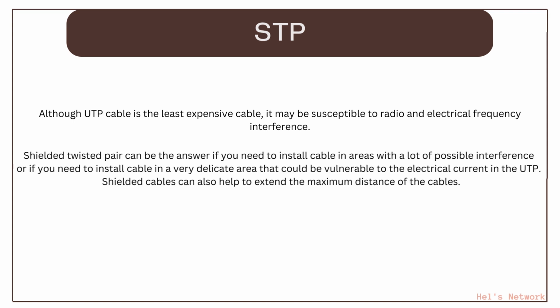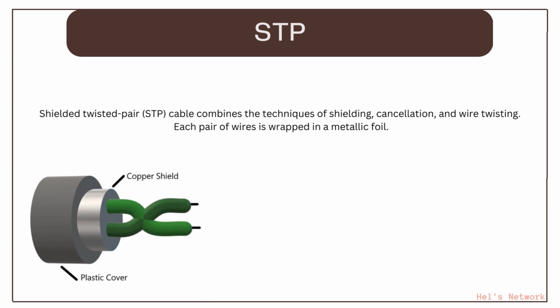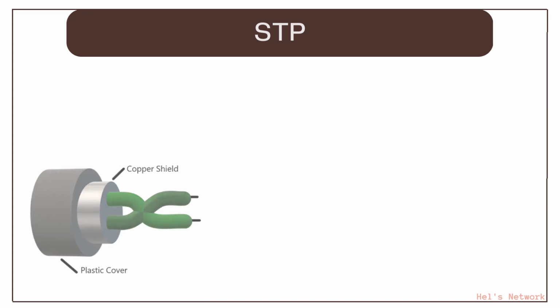Therefore, shielded twisted pair can be the answer if you need to install cable in areas with a lot of possible interference, or if you need to install cable in a very delicate area that could be vulnerable to the electrical current in the UTP. Shielded cables can also help to extend the maximum distance of the cables. STP cable combines the techniques of shielding, cancellation, and wire twisting. Each pair of wires is wrapped in a metallic foil.